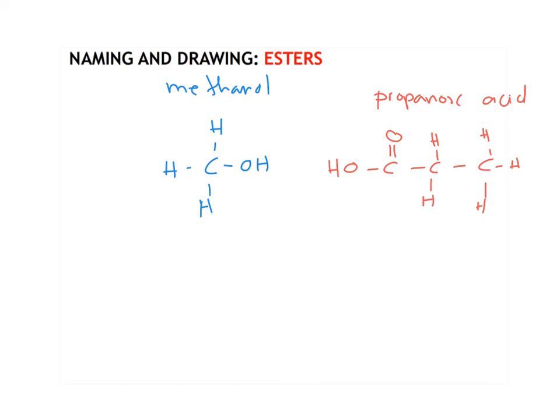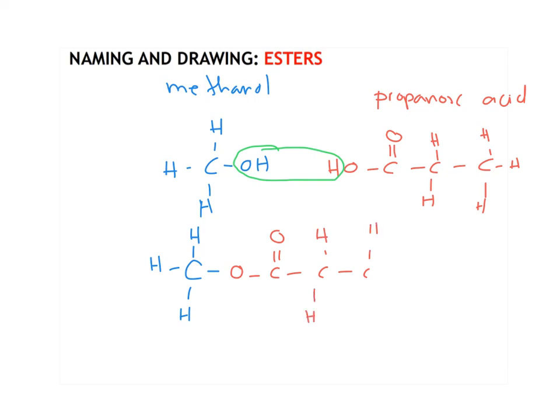When they form an ester, I link them together by removing this water. So I'm left with this C. So there's 1 carbon. And then I'm left with this O, this carbon double bonded to an O, and the rest of this 3-carbon chain. So this would be an example of an ester.